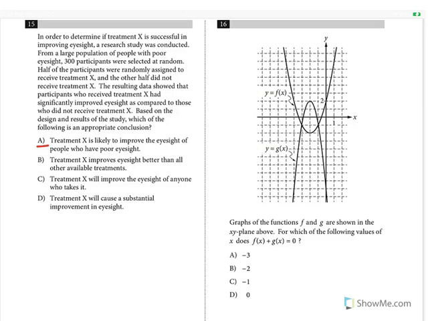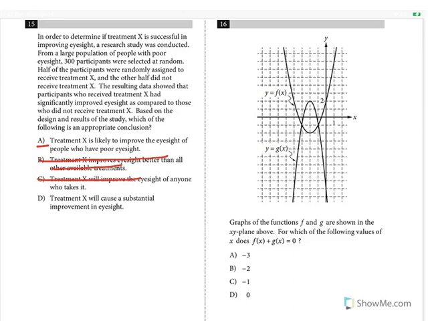Treatment X improves eyesight better than all other available treatments. Well, there is no comparison to other treatments. What we're looking at in the text that is given to us right here is those who received treatment X and those who did not. So it doesn't say anything about all other available treatments. Treatment X will improve the eyesight of anyone who takes it. Well, no, it improved the eyesight of those who had poor eyesight. So it doesn't say anything about anyone who takes it.